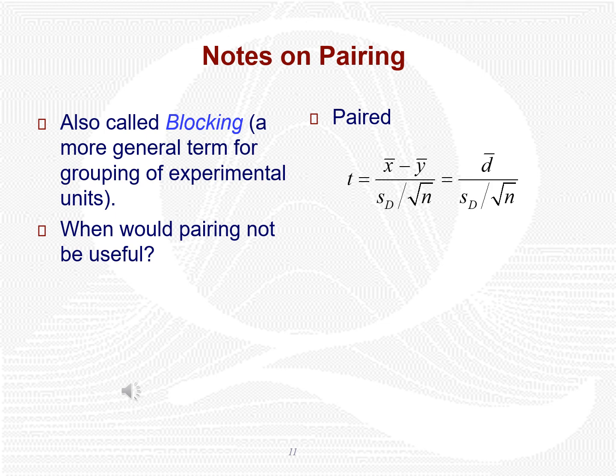Sometimes pairing or blocking is not useful. Under what circumstances would pairing not decrease the type 2 error? I'll let you think about that one.